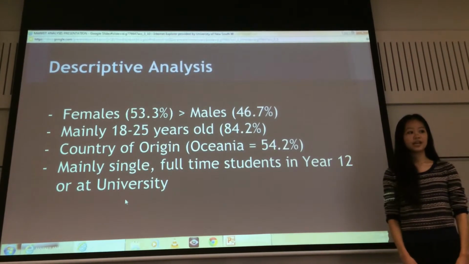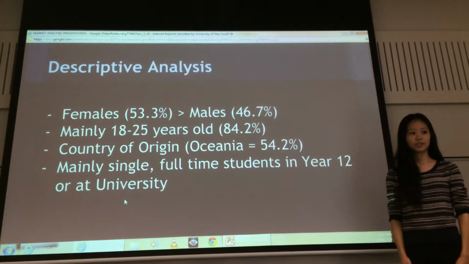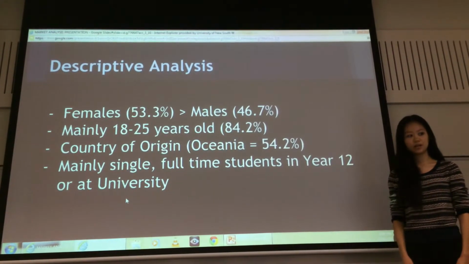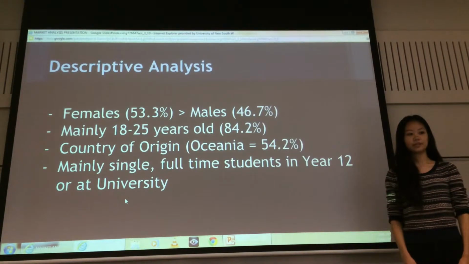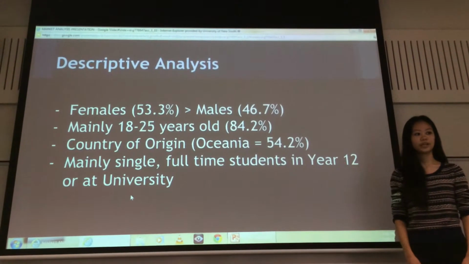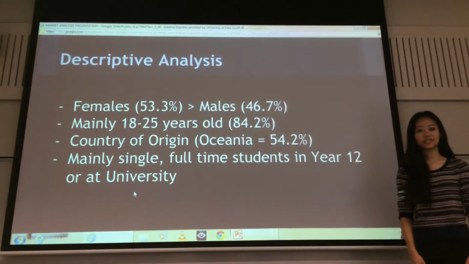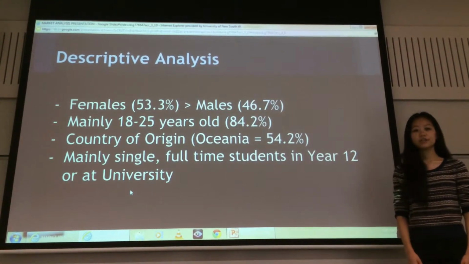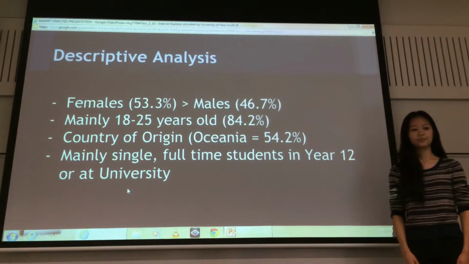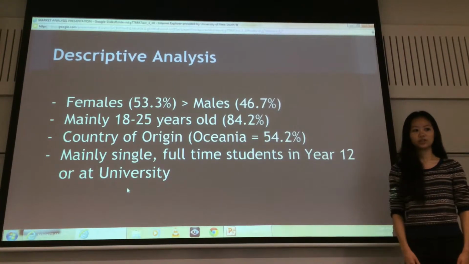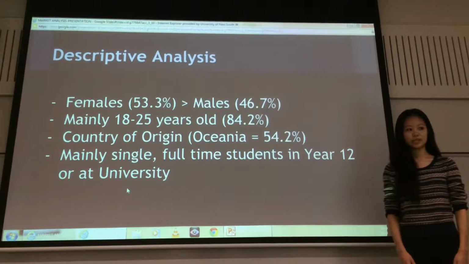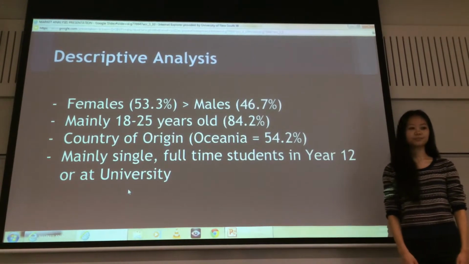So we can conclude that there were more females than males that participated in the survey, with 53.3% of the respondents being female and 46.7% being male. The respondents were predominantly in the second lowest age bracket, with 84.2% found to be aged 18 to 25 years old. For their country of origin, the biggest group was Oceania at 54.2%, but Southeast Asia and East Asia also had a significant percentage of individuals, being 17.3% and 19.4% respectively.